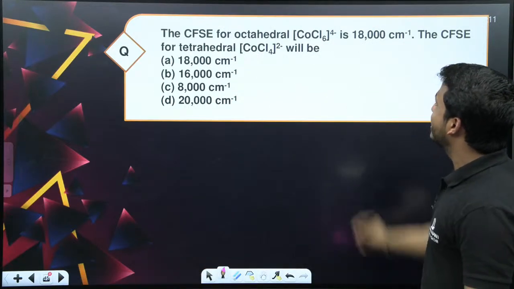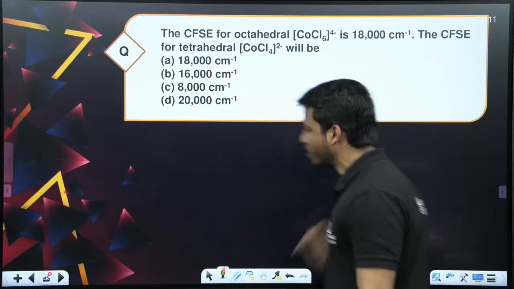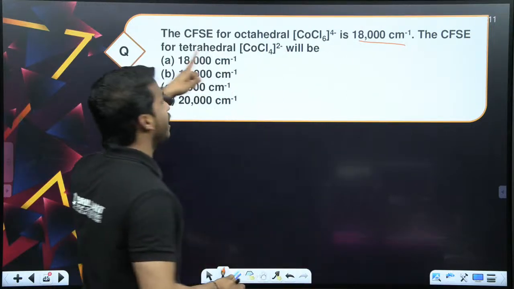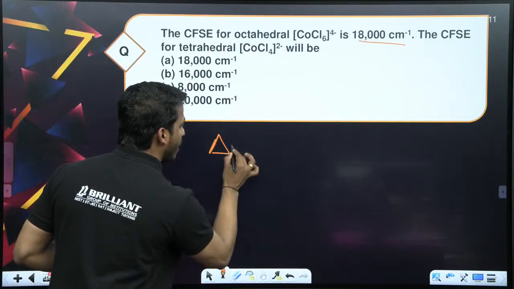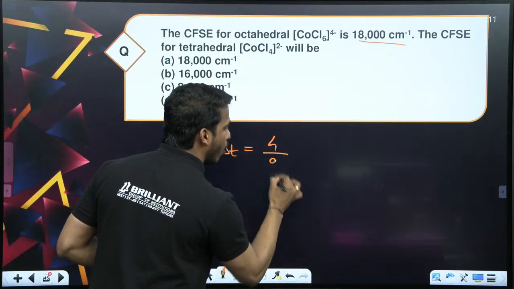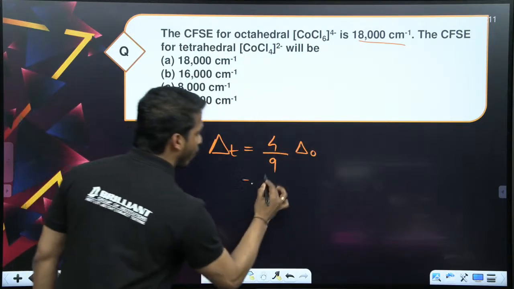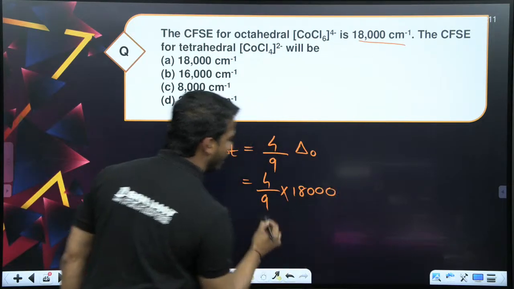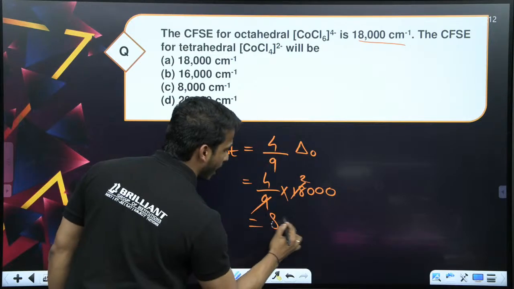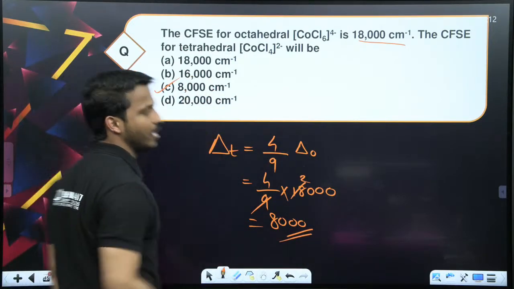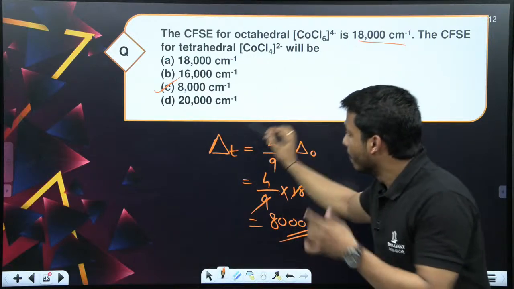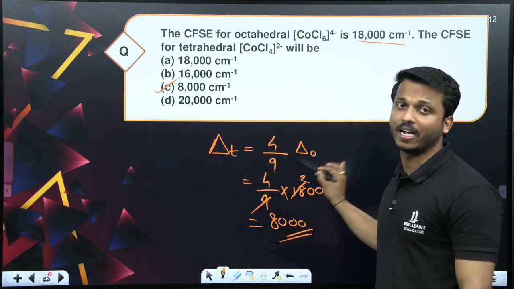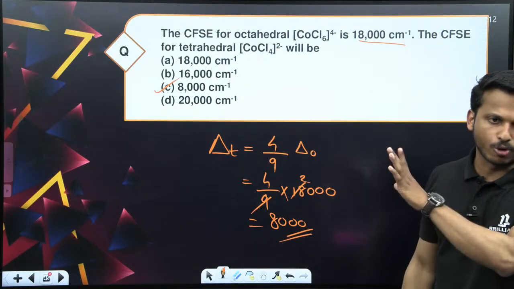And tell me, dear all, the CFSE. This is one of the specific questions I want to tell you. The CFSE for the octahedral complex is given. What is the CFSE of the tetrahedral complex? The CFSE of the tetrahedral complex is 4 by 9 of the octahedral. So 4 by 9 into 18,000, it is 8,000, option C. Please keep this relation with you, dear all. The CFSE of the tetrahedral complex is equal to 4 by 9 of the octahedral complex. Please note this equation in mind. 8,000 is the correct answer.